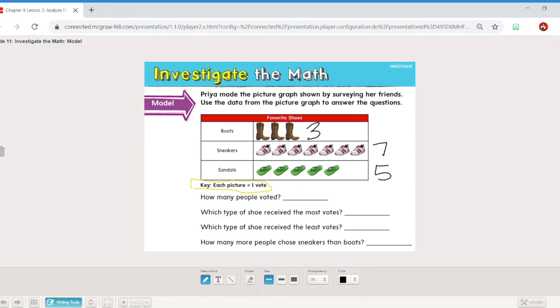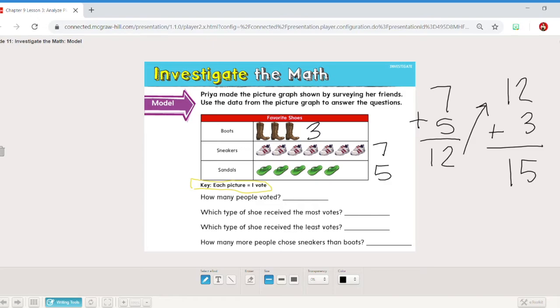I am going to do 7 plus 5 first, which is 12. And if we remember to 2-step to our escalator, the 12 goes back to the top, plus 3 more. And we have 15 people. Which type of shoe received the most votes? We can see that almost just by looking at the graph. It looks like sneakers is our winner there.